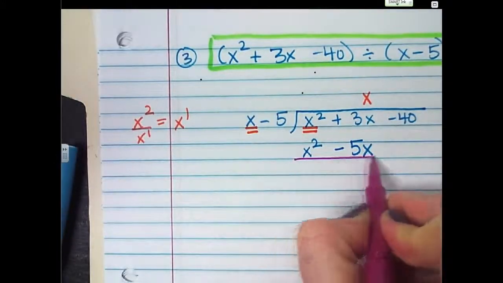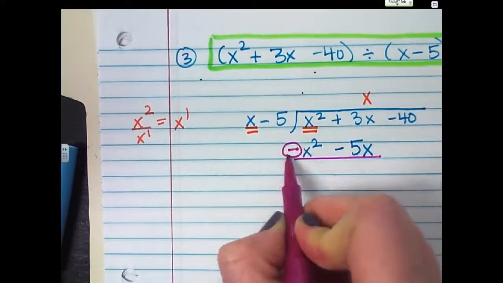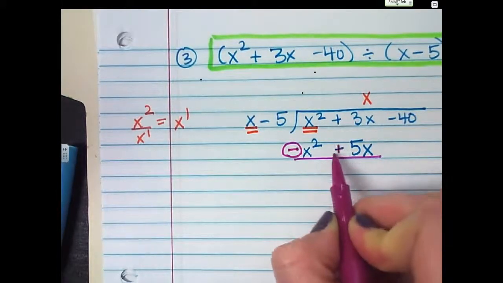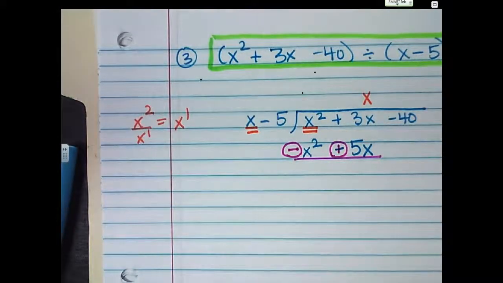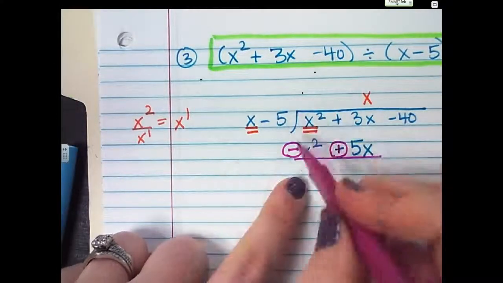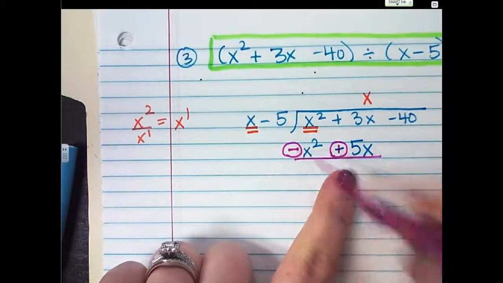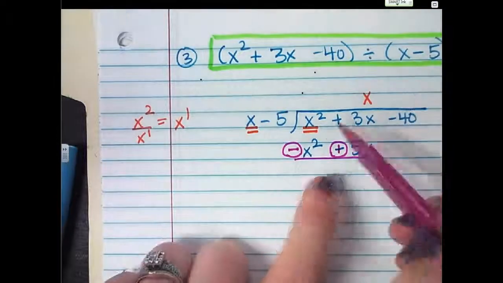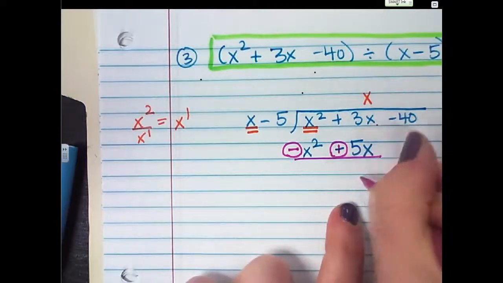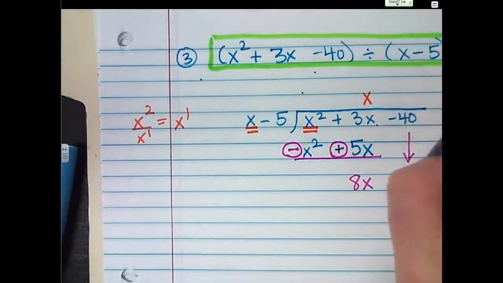Okay, after we multiplied, what did I do here? Subtract. So I'm going to subtract here. But I have another thing. When I subtract a negative, what does this change to? A positive. So I'm going to make that a plus, and I'm going to circle it so I know I changed it. Okay, so I'm going to say that again. When you multiply 2 things here, you subtract the first one or add it, depending on the sign, and you just change the signs. And I always change it and I circle it. So what happens to my x squareds? They cancel. 3x plus 5x is 8x. Bring down the negative 40.